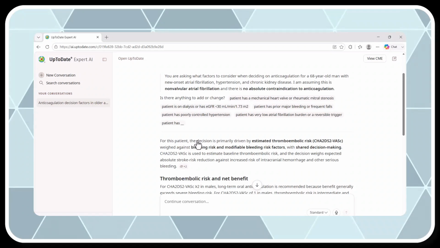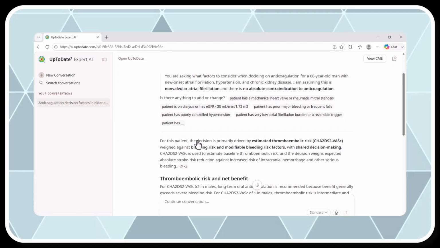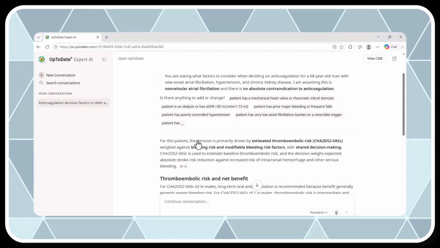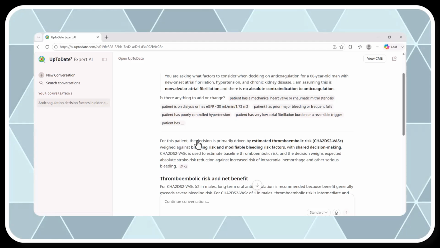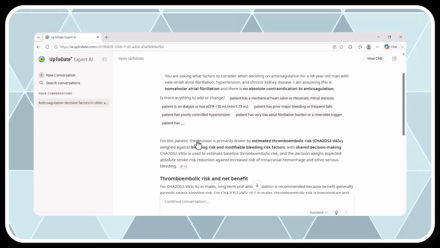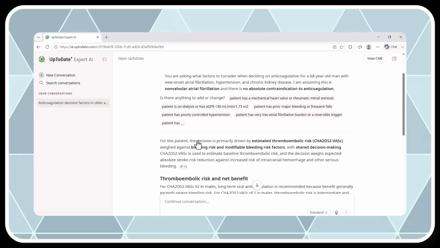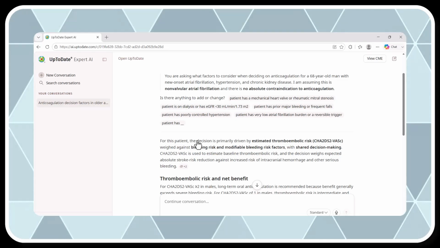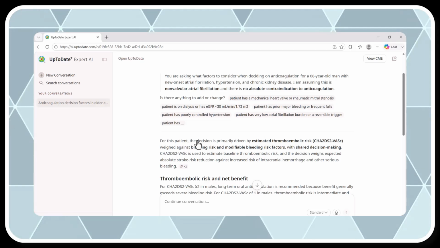This allows the healthcare professional to ask, are these assumptions correct? Is there anything important missing? And should I add or change more clinical information? Once the clinical scenario is confirmed, Expert AI can proceed with the response.